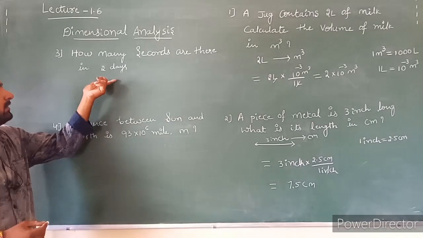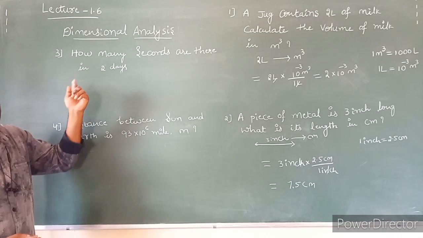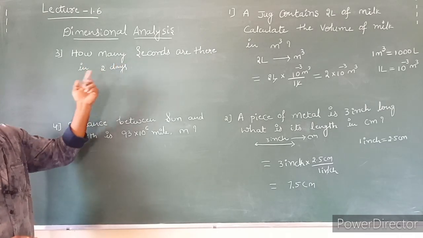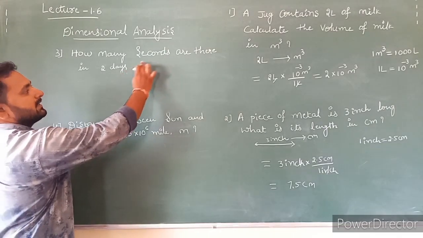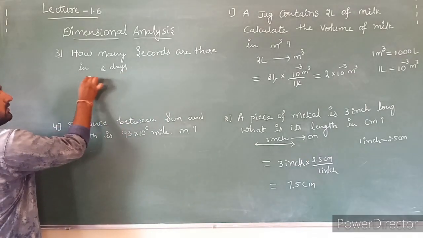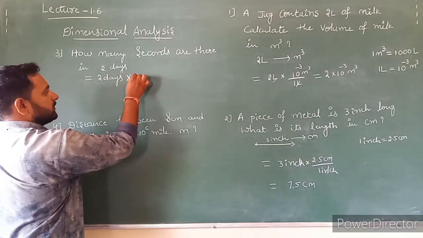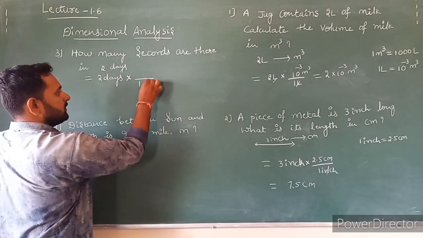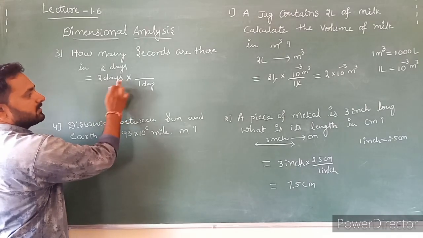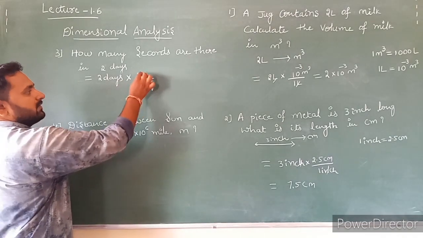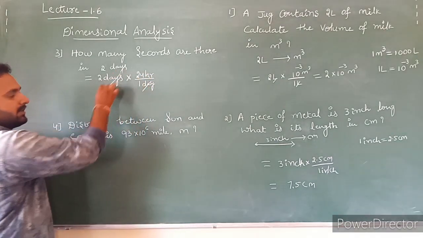The next numerical. How many seconds are there in 2 days? Now let us convert step by step. Here we have to convert days into seconds. First, 2 days. First you have to convert days into hours. In one day, how many hours are there? 24 hours. So days get cancelled.